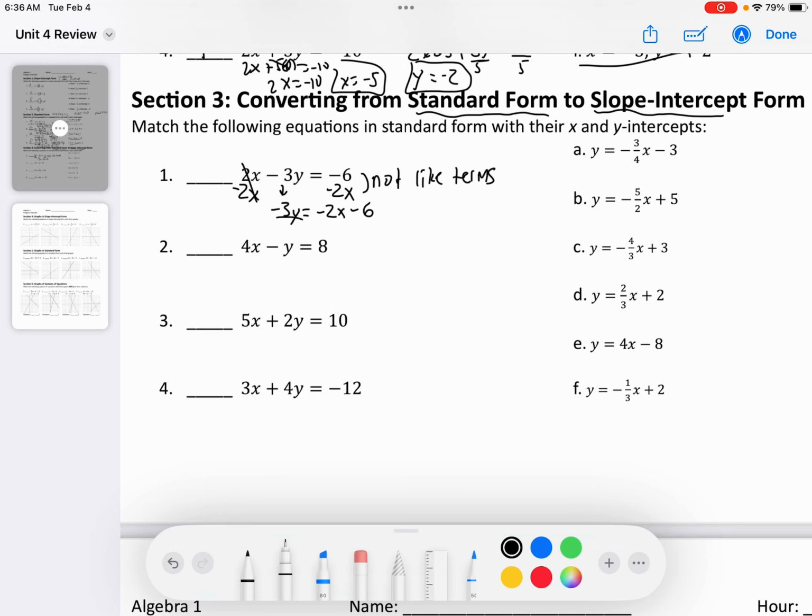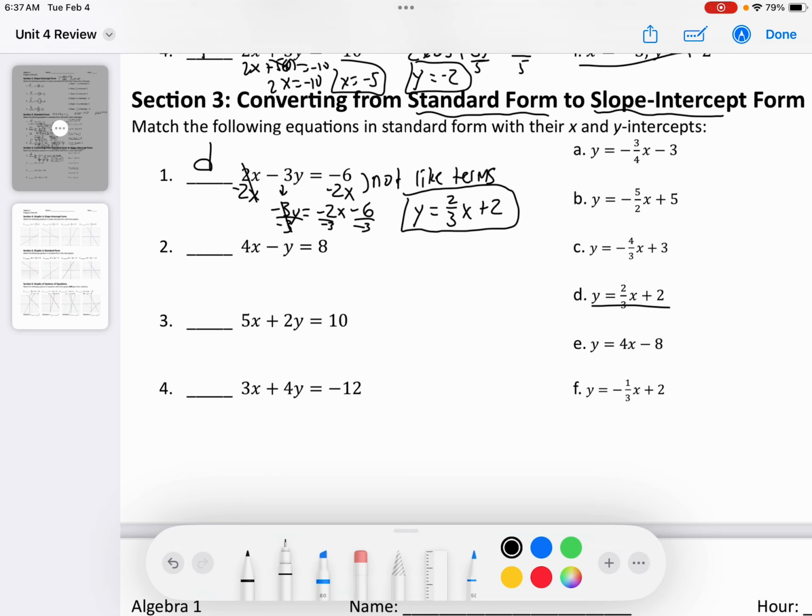In order to get the y by itself, I would need to divide by negative 3. And so I'm going to divide both sides by negative 3 to cancel out that negative 3. And this will give me y equals negative 2 divided by negative 3 is 2/3 x, and negative 6 divided by negative 3 is a positive 2, and so I would have plus 2. Y equals 2/3 x plus 2, which is problem D. So far, all of number 1 has been problem D. We'll see if that continues.